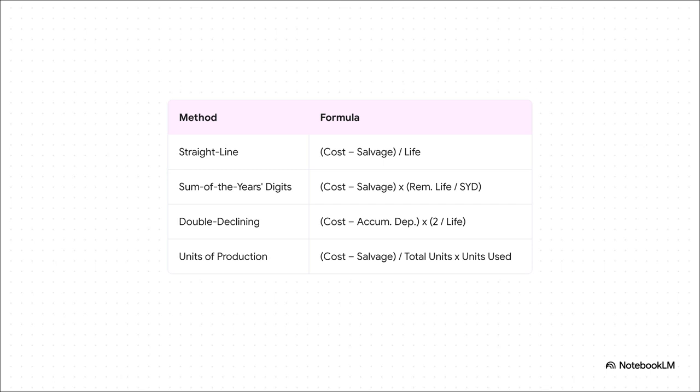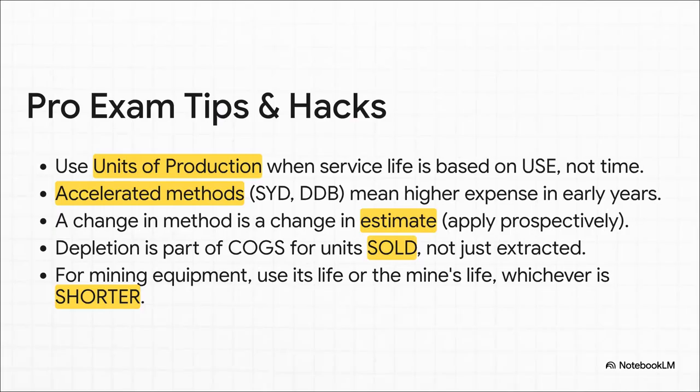These are free points. And now for the pro-level study hacks and exam traps. First, if they mention use instead of time, your brain should immediately scream units of production. Second, a change in method is treated just like a change in estimate, prospectively. Here's a huge one. Depletion expense is based on units sold, not just extracted. They love to test that. And finally, for that bulldozer at the mine, if it's useless after the mine is empty, you depreciate it over its life or the mine's life, whichever is shorter.